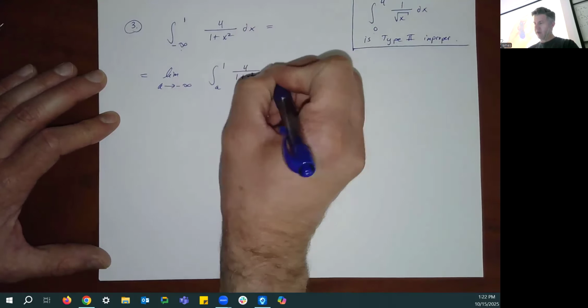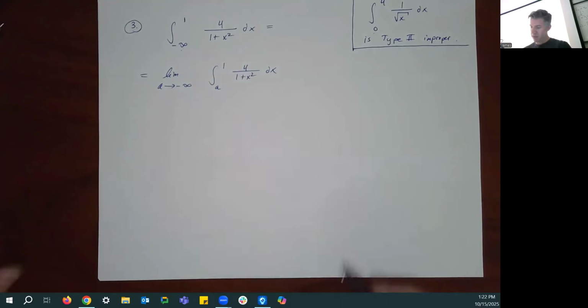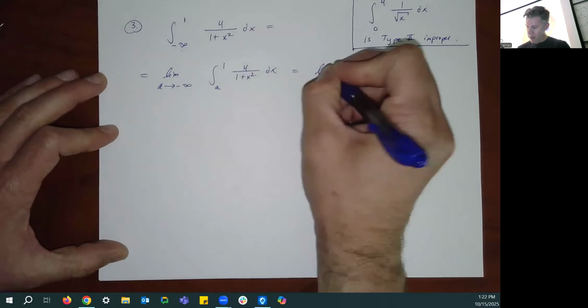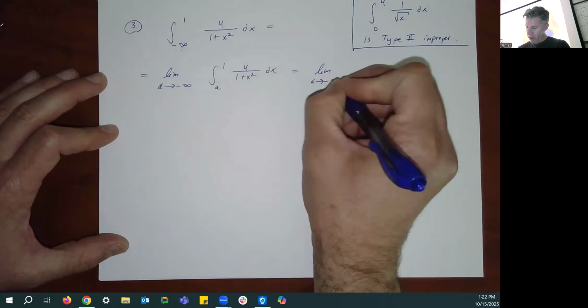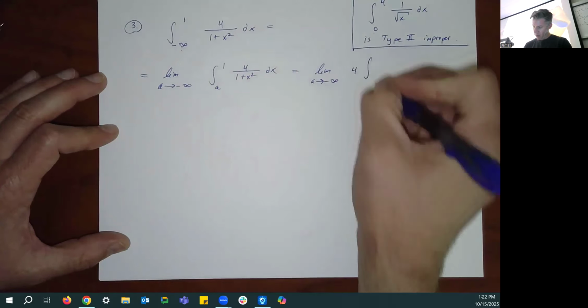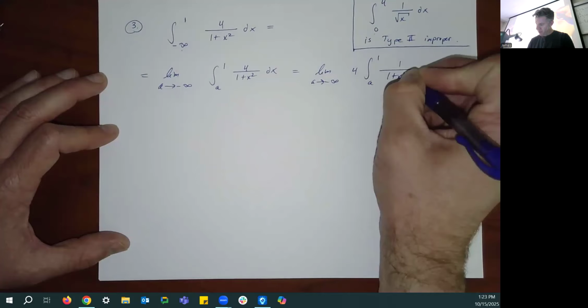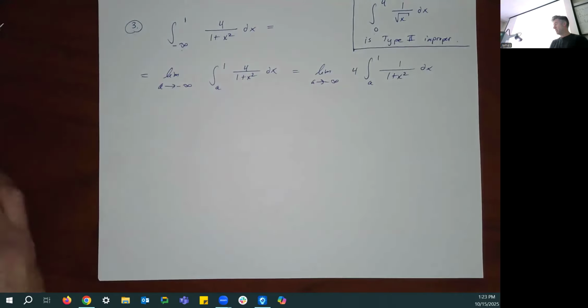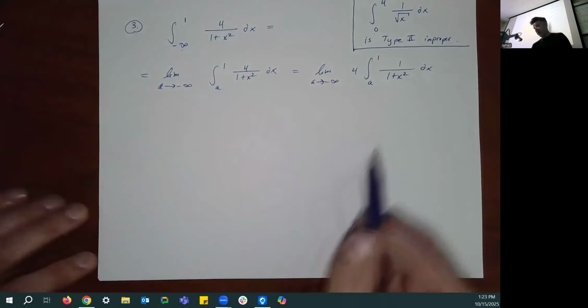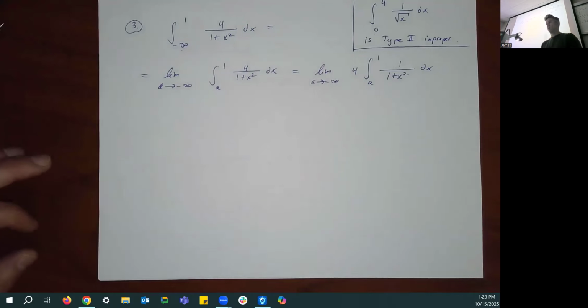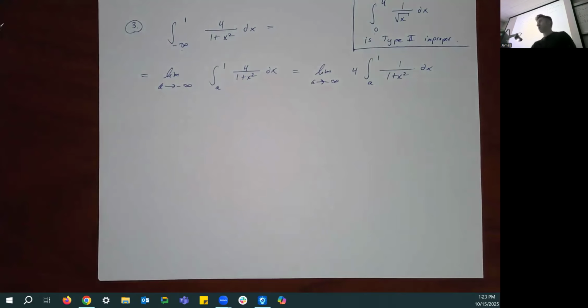And I should have done myself a favor. I should have pulled that 4 out in front. I should have written this as the limit as a approaches negative infinity of 4 times the integral from a to 1 of 1 over 1 plus x squared. Because then it's much, much easier, in my opinion, to see that the integral of 1 over 1 plus x squared is good old arctangent of x. And that is just something we have to know.